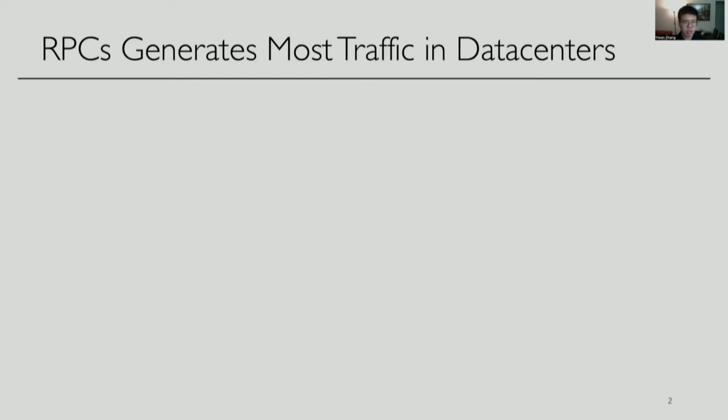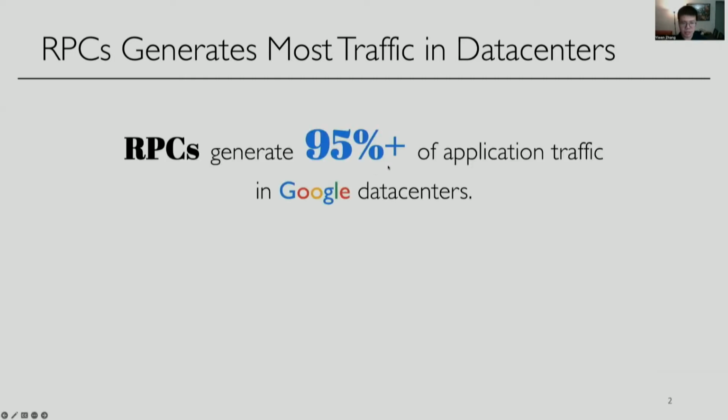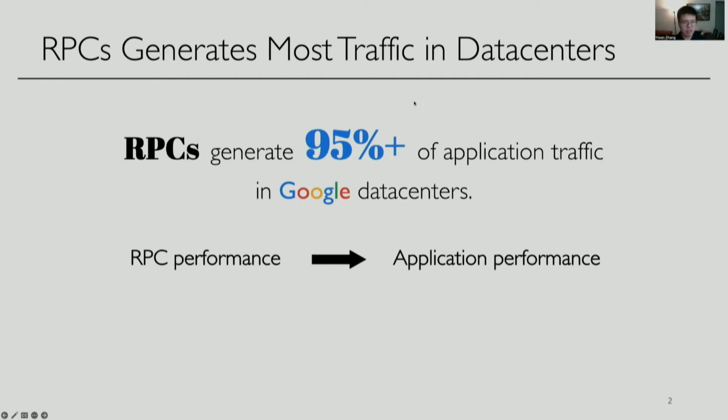With the increasing popularity of disaggregated storage and microservice architectures, RPCs now generate most traffic in data centers. Indeed, we observed that RPCs generate more than 95% of application traffic in Google production data centers. It is not surprising that nowadays, developers view RPC performance as a key indicator for their application performance. Therefore, it is important to understand what can affect RPC performance.